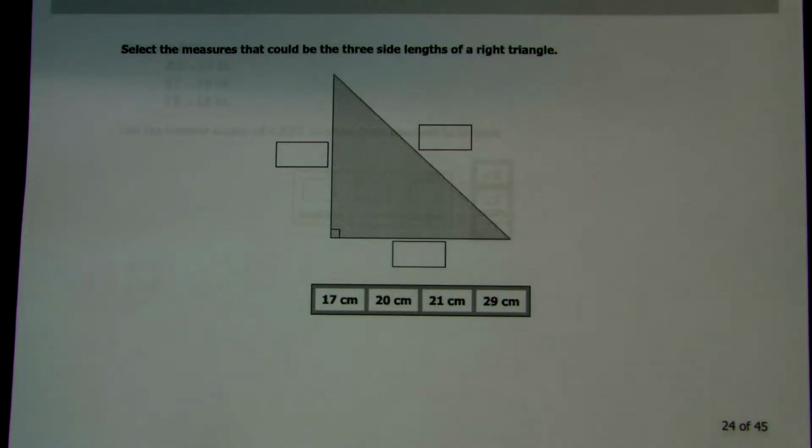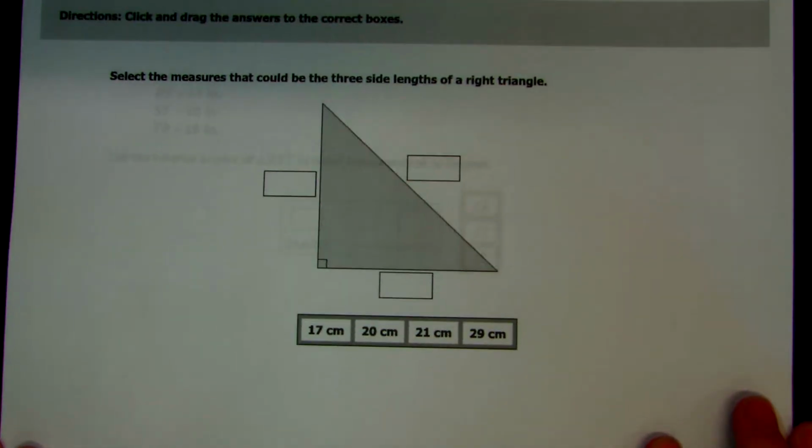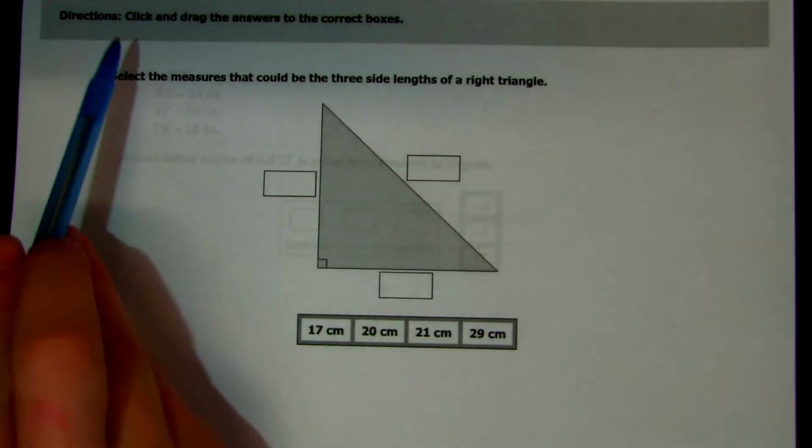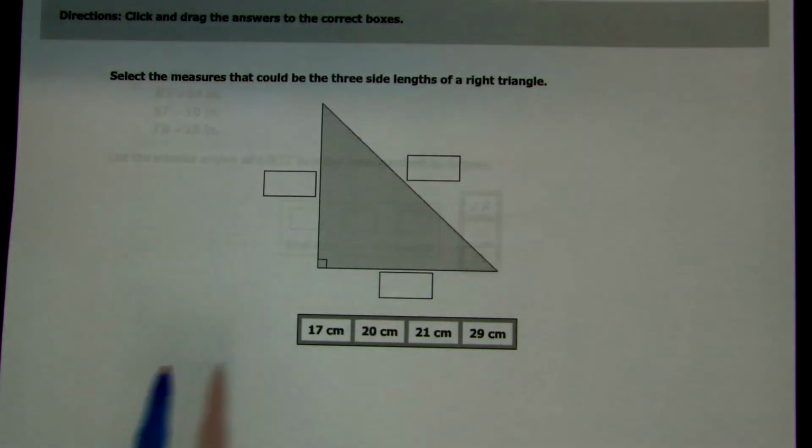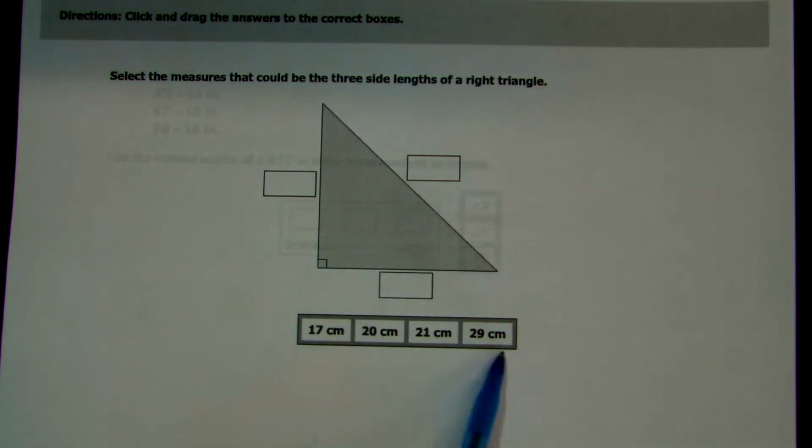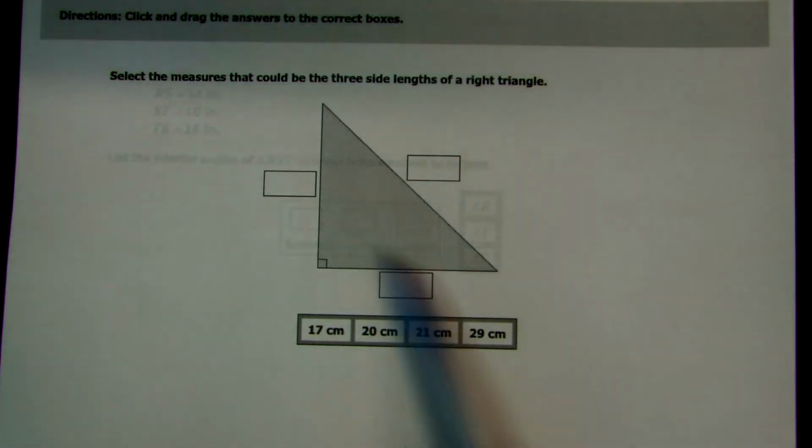So we are on to question 24, where we're asked to select the measures that could be the three side lengths of a right triangle. You also will notice that it says that we should click and drag the answers to the correct box. So it's not enough to just say this one and this one, or something like that. You have to tell the testing grader people where the actual things go.